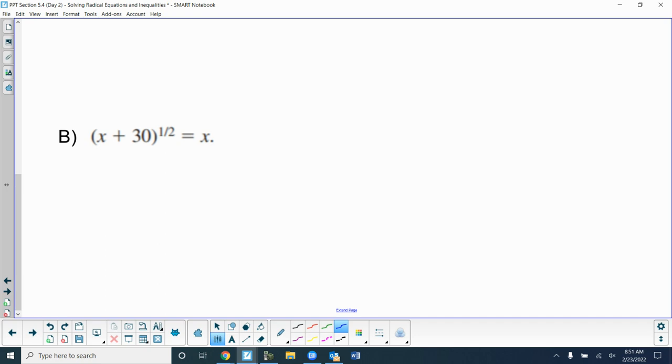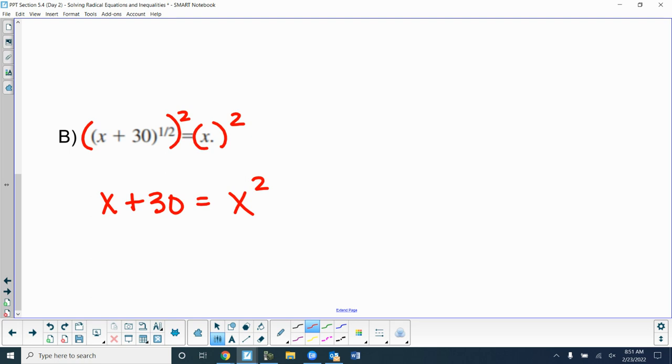No. So what am I doing to both sides? 2/1, right? Or just 2? So what happens to the 1/2 and the 2? They cancel. So what's the left? X plus 30. What's the right? X squared. So how am I going to solve this?